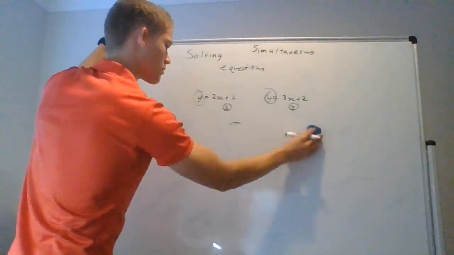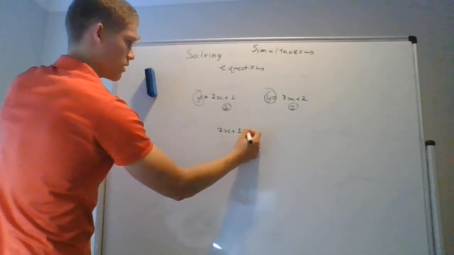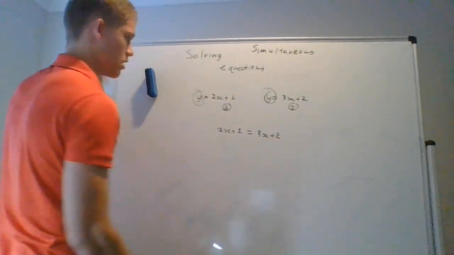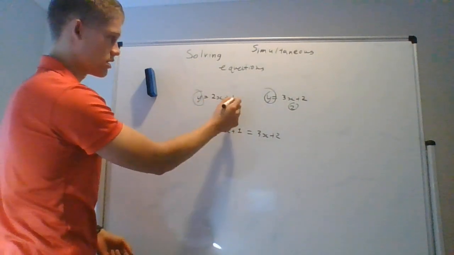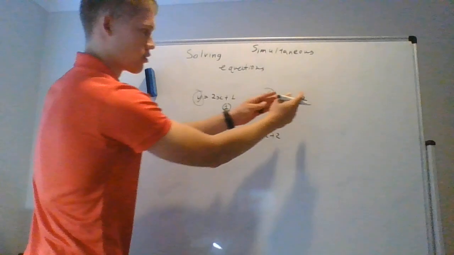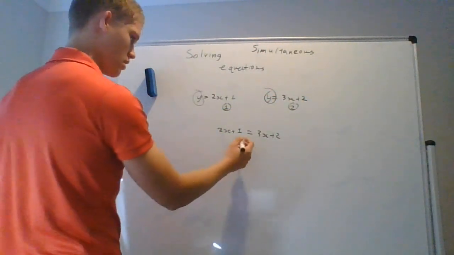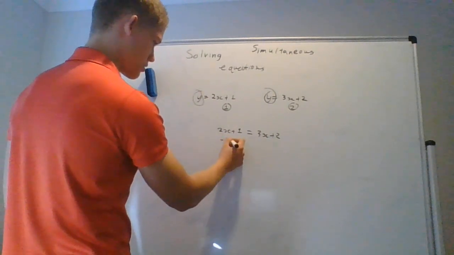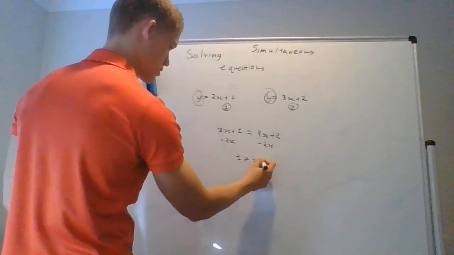So we can say 2x plus 1 equals 3x plus 2, because y equals y, and we know that y equals this, and y also equals that. Therefore, this must equal that. And now we just solve for x. So to make x a subject of the formula, I'm going to minus 2x off this side and minus 2x off this side. That should give us 1 equals x plus 2.